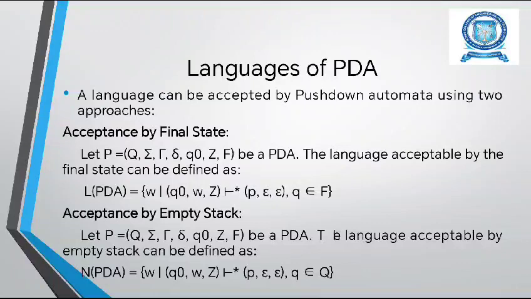Next, we can see equivalence of final state and empty stack. If L = N(P1) for some PDA P1, then there is a PDA P2 such that L = L(P2). That means the language accepted by an empty stack PDA will also be accepted by a final state PDA. Conversely, if there is a language L = L(P1) for some PDA P1, then there is a PDA P2 such that L = N(P2). That means a language accepted by a final state PDA is also acceptable by an empty stack PDA.